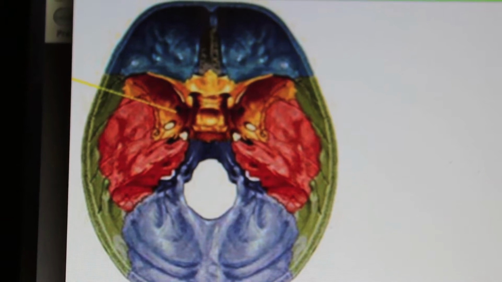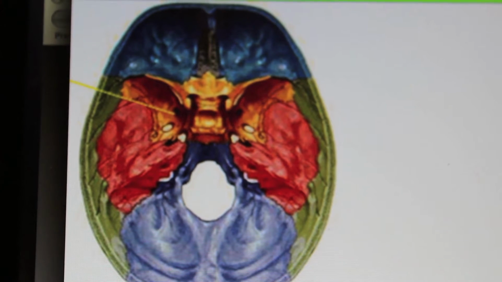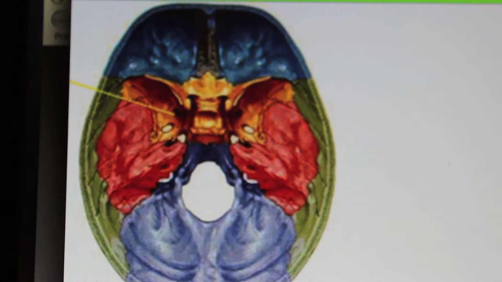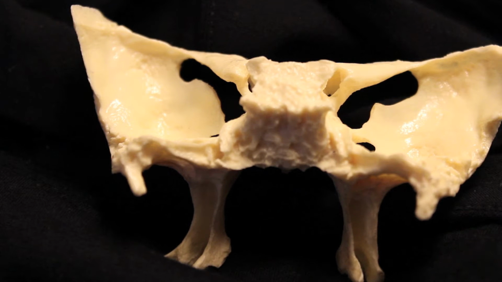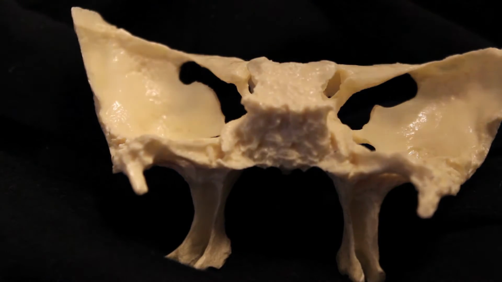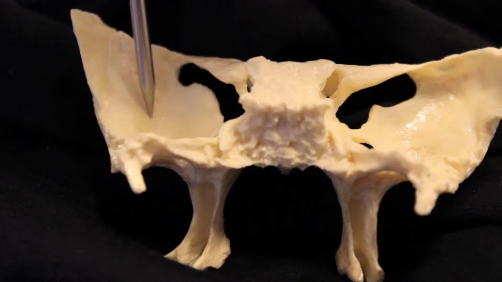The shape of this beautiful bone resembles a butterfly, with the two greater wings and the two lesser wings forming the wings of the butterfly. The most superior two sets of wings extend laterally on each side of the bone.